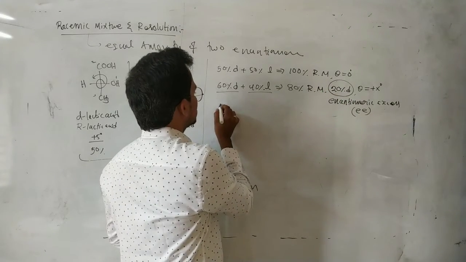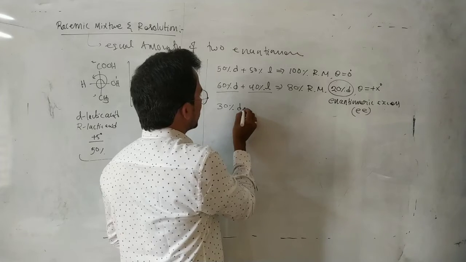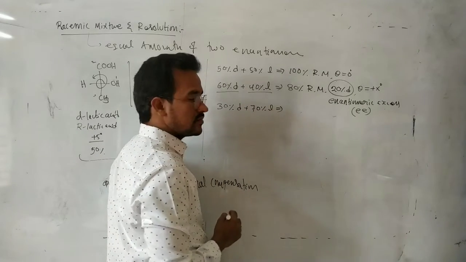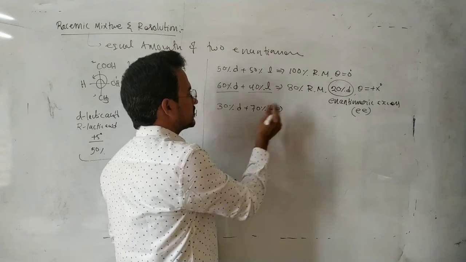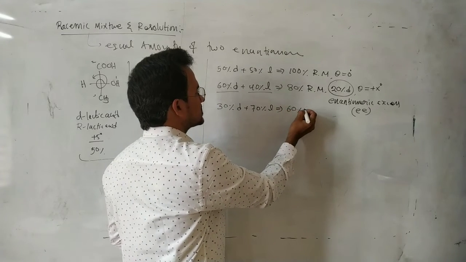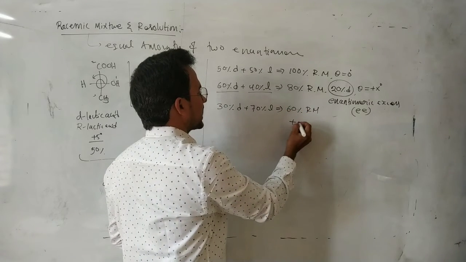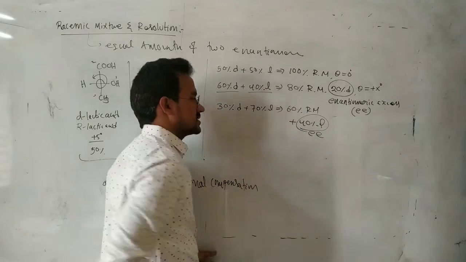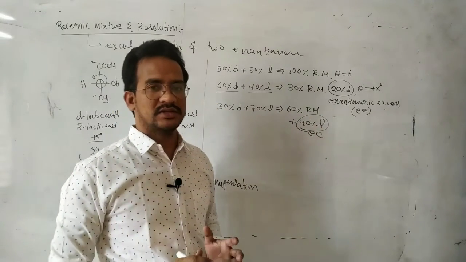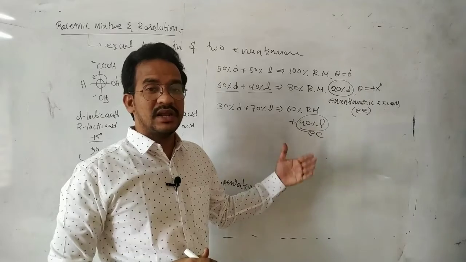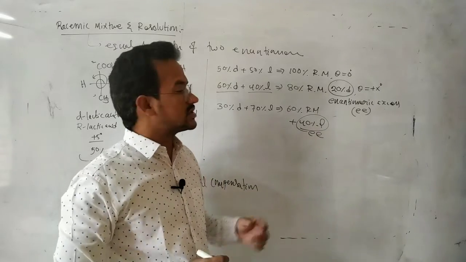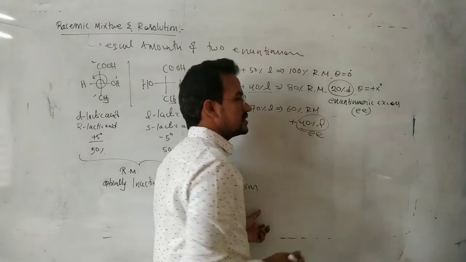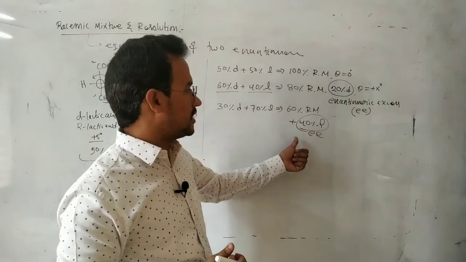Now suppose 30% dextro isomer and 70% levo isomer. That implies 30% dextro and 30% levo, so 60% racemic mixture plus 40% levo. That is the enantiomeric excess. Now this mixture is an optically active mixture. Why is it optically active? Because of the presence of the excess amount of the levo isomer.